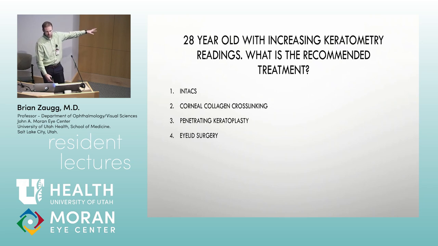So the only treatment for progressive keratoconus is cross-linking. If it gets too bad that you can't cross-link them, then you're looking at a PK or a DALK or some sort of a cornea transplant. Okay?